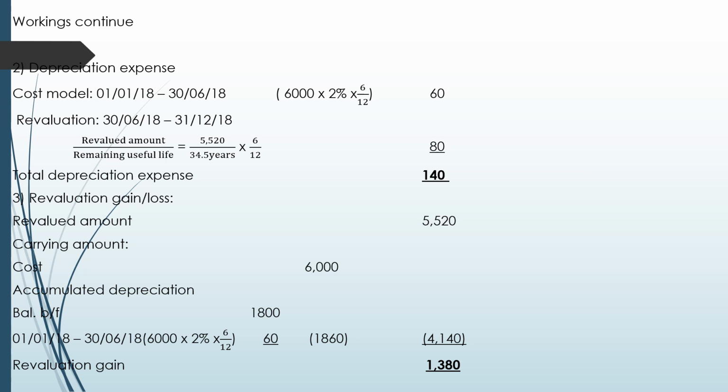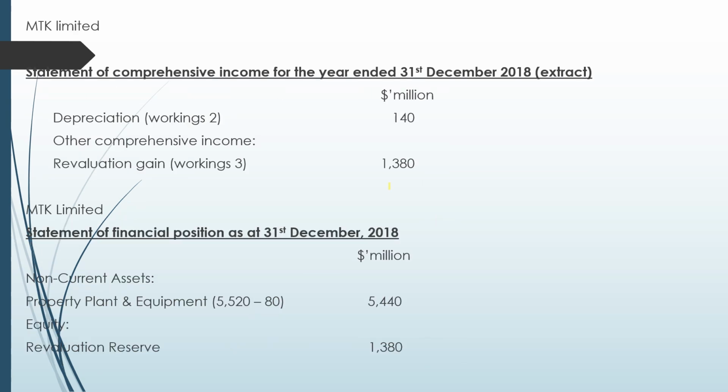So when we compare the two, there's an excess of 1,380. And because it is a positive figure, it will be classified as a revaluation gain. If it was a negative figure, it would have been classified as a revaluation loss, which means that the carrying amount would have been greater than the revalued amount. So now we can comfortably continue to post our figures into our financial statements.